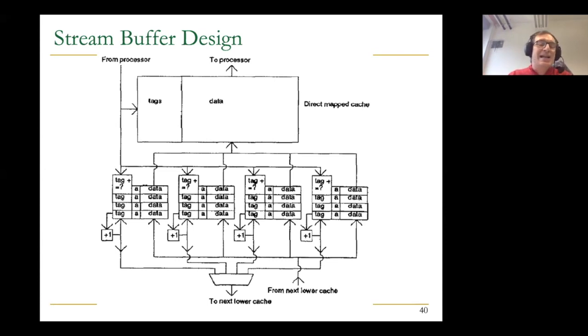And later works actually made the stream buffer design more flexible in the sense that they got rid of the +1. They basically said we're going to predict what the stride will be in each of these buffers. So it looks more like a stride predictor, but maybe it's a simpler version of the stride predictor. This is called predictor directed stream buffers. You can find it. And you can actually make it less rigid compared to this.